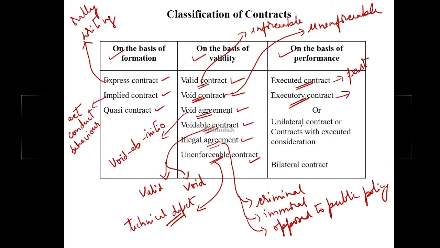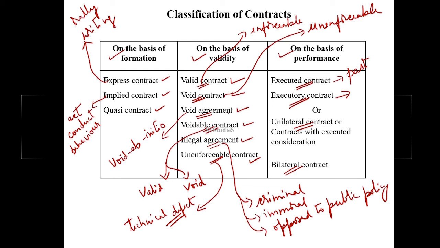The same classification can be looked into as unilateral contract or bilateral contract. In case of a unilateral contract, one of the parties has performed their part of the obligation and another party is yet to perform. So in case B has already paid the price for painting the picture, but A is yet to paint the picture, in such cases you call it a unilateral contract or a contract with executed consideration. One of them has paid the consideration, the other person is yet to perform his part of the obligations. In such case, you call it a unilateral contract.